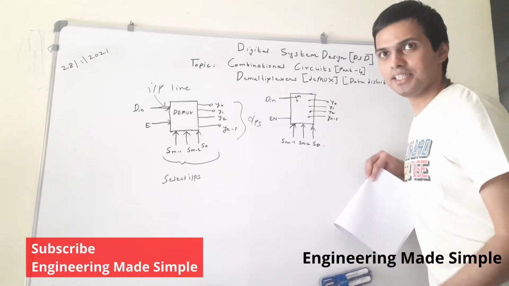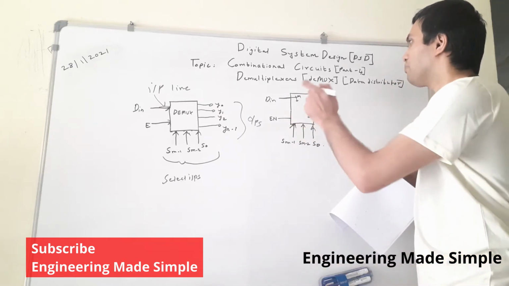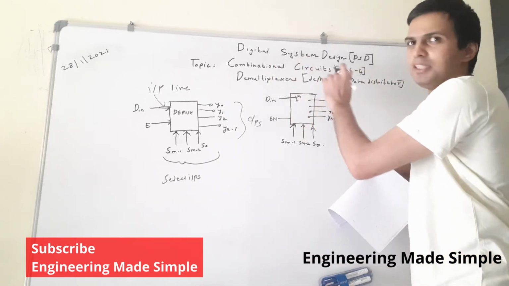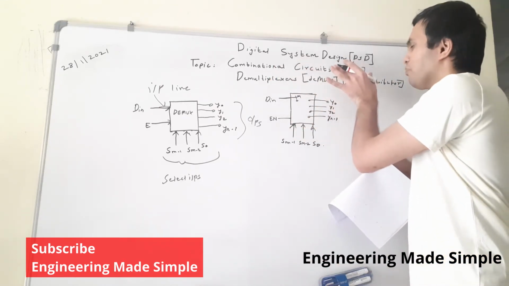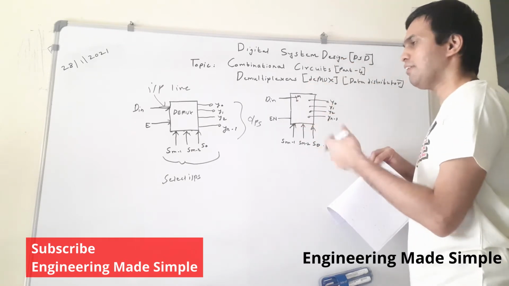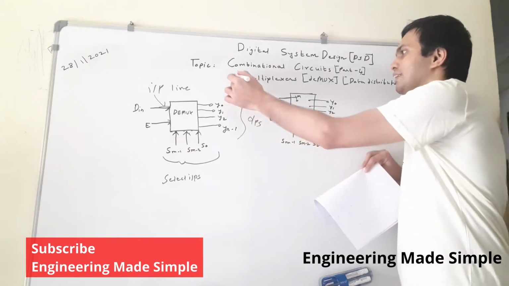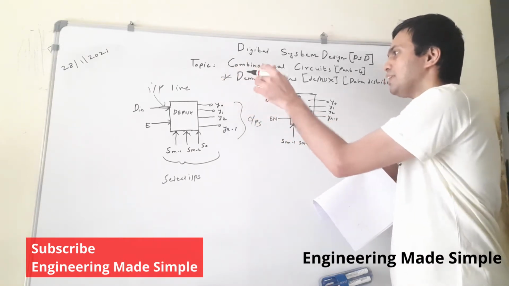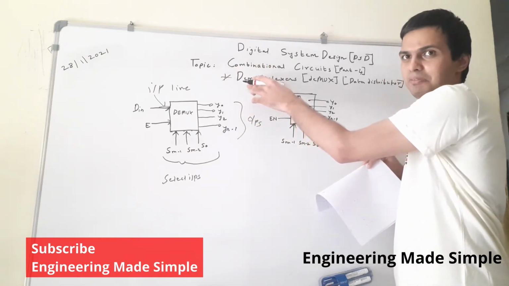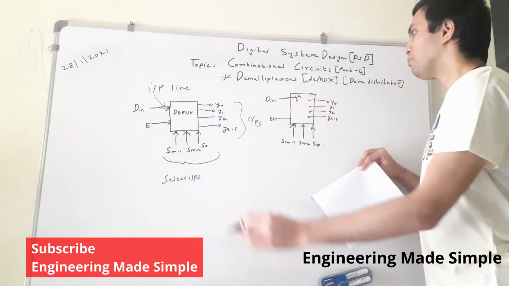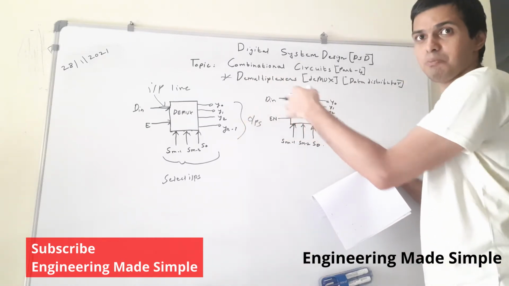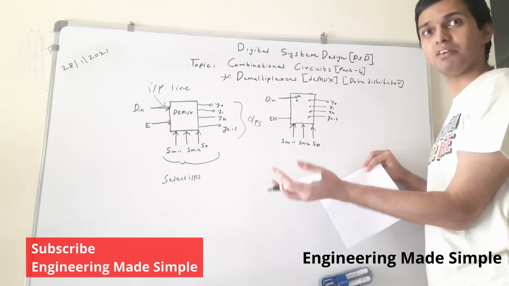Now we were studying digital system design, and in that we were studying the module of combinational circuits. This is part 4 of this lecture. In the last lecture we studied the multiplexer circuit, and in this lecture we will study a combinational circuit that goes by the name demultiplexer. The name itself suggests that it will perform the inverse operation of a multiplexer.